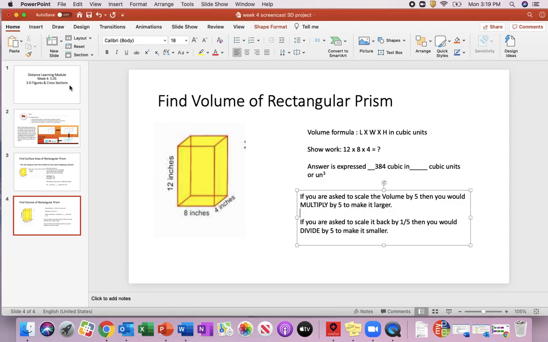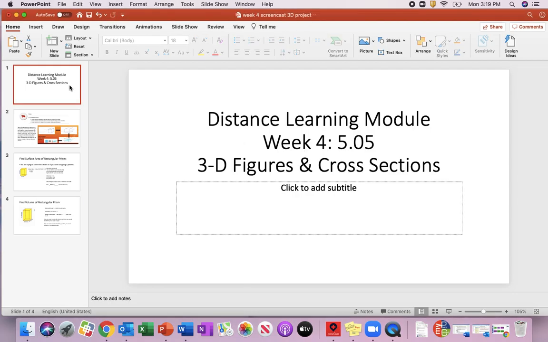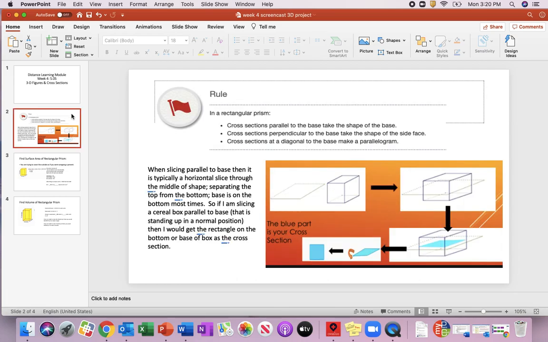It is Miss Gregory here, and we are going to go over some tips for finishing your project. The Distance Learning Module Week 4 requires you to do the 5.05 3D figures and cross sections project worth 30 points. So let's take a look.